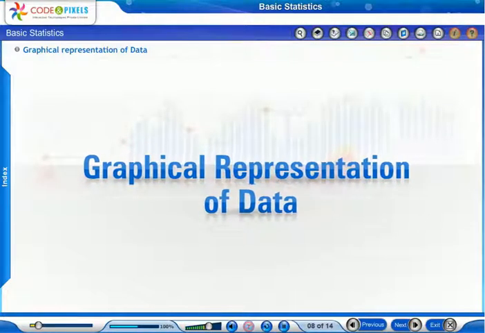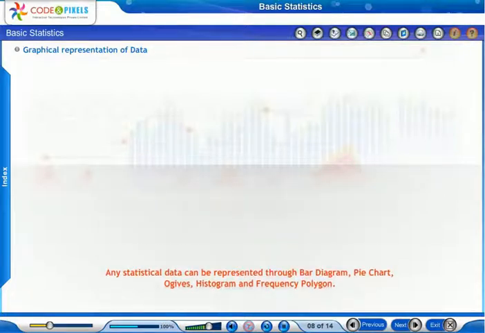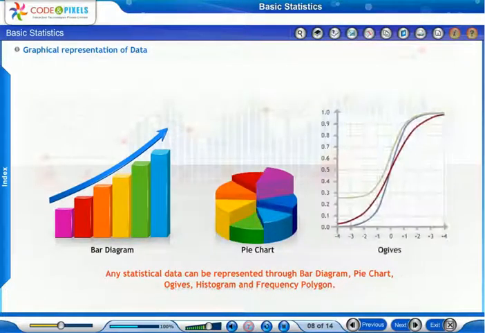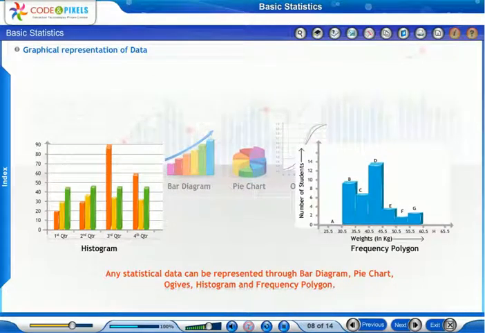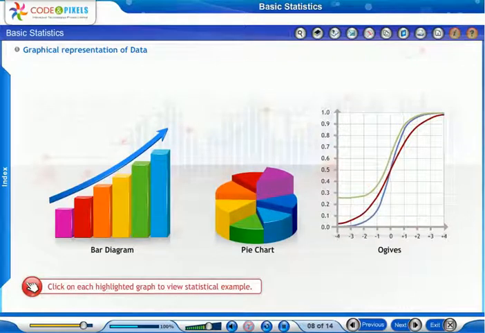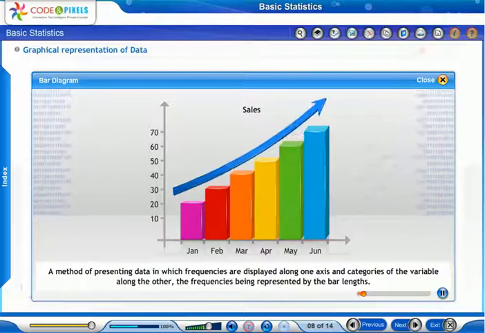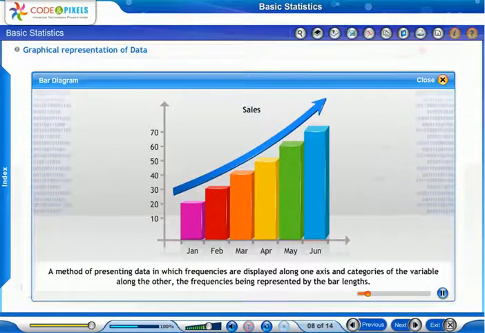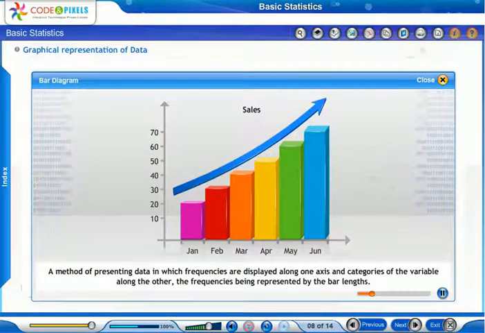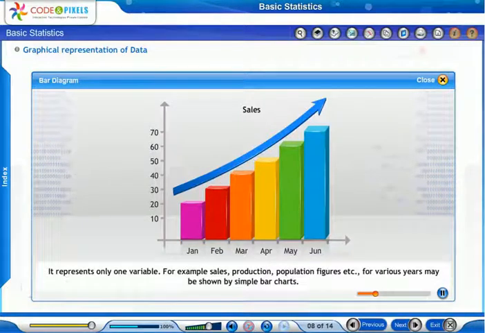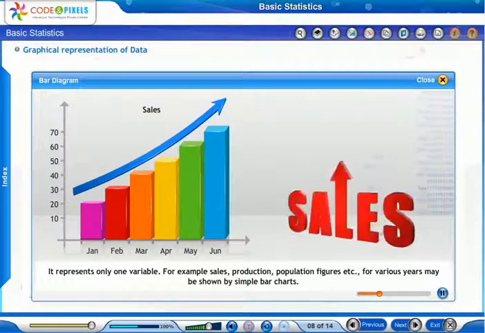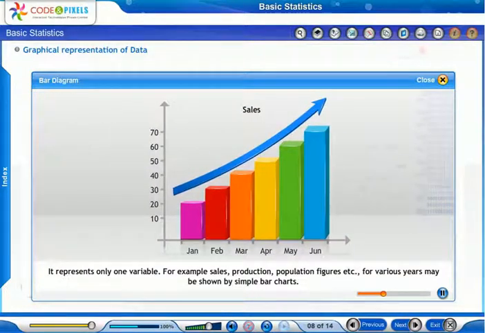Graphical representation of data. Any statistical data can be represented through a bar diagram, pie chart, ogive, histogram, and frequency polygon. Click on each highlighted graph to view a statistical example. Bar diagram. This is a method of presenting data in which frequencies are displayed along one axis and categories of the variable along the other, the frequencies being represented by the bar lengths. It represents only one variable. For example, sales, production, population figures, etc. for various years may be shown by simple bar charts.